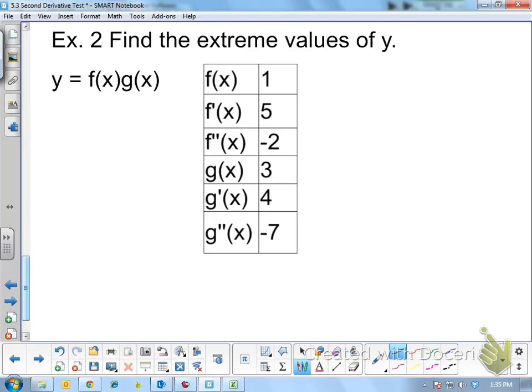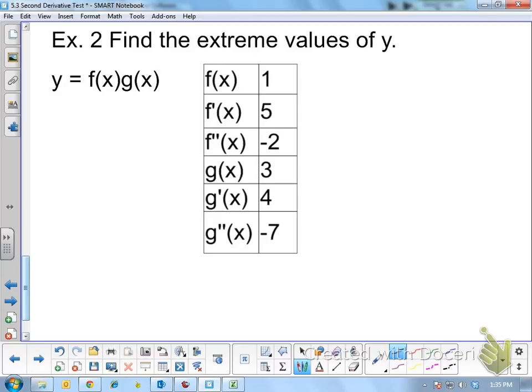Okay. Find the extreme values of y. I think I may have not included enough information on this, now that I'm looking at this again. We'll try it. There's no f triple prime. I can't do it. We don't do that triple prime. Okay.